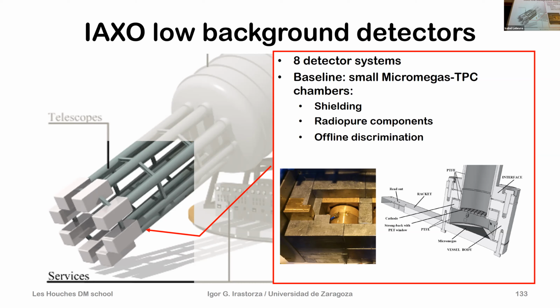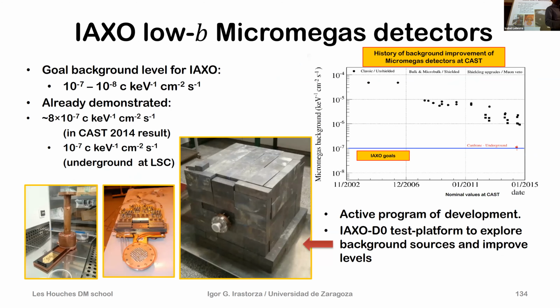As you can see here, copper is a typical material that's very clean, and everything is embedded in lead shielding to block external radiation. And this is another picture of these detectors in the lead castle, and a picture of the window.